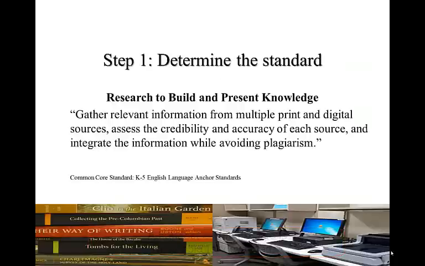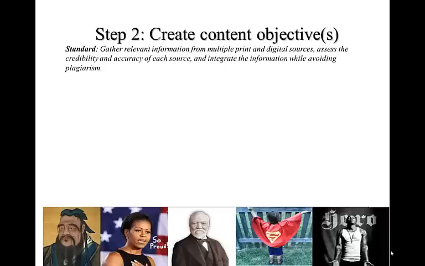The first step is to determine the standard. In this example, from the Common Core standards, the focus is on students being able to find and use good resources well. To meet this standard, a teacher might think, "Oh, I can meet this standard in our unit on real-life heroes by having students choose and research someone and write a summary."